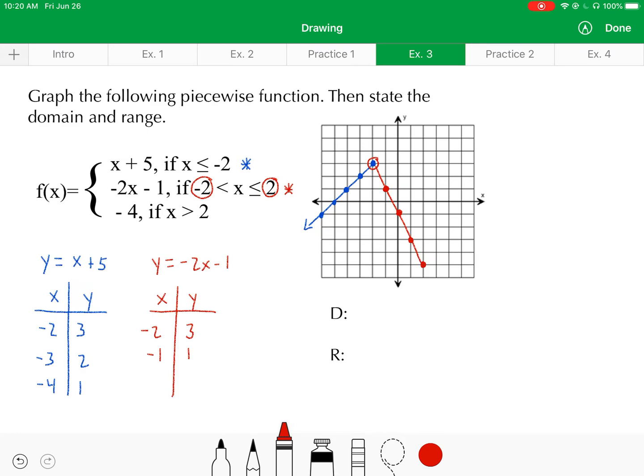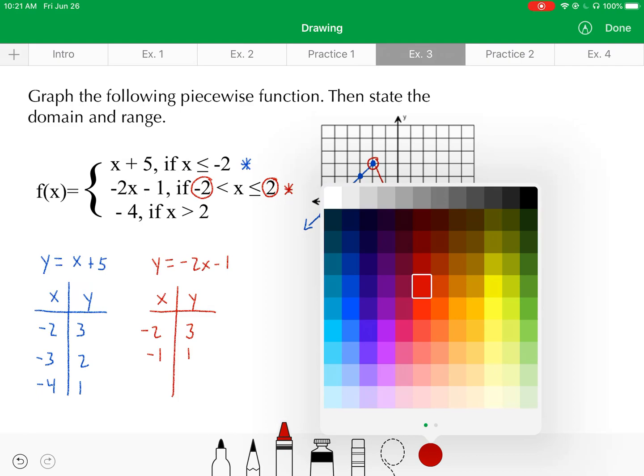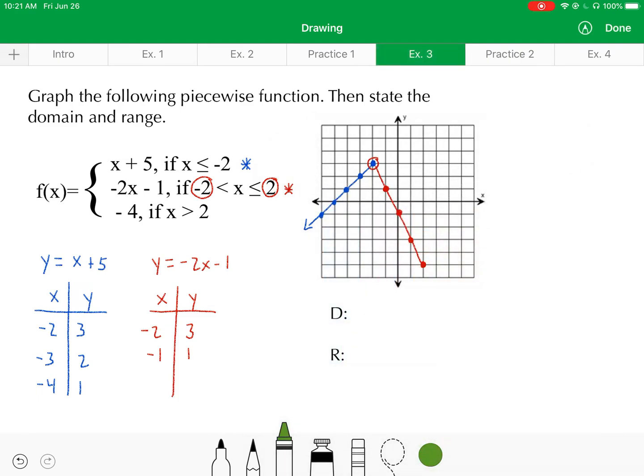All right, so when I connect these points, this is going to be a line segment. Notice there's no arrow on either end of that piece of the graph. Okay? All right, then we do the final piece. I'll do this one in green. This is y equals -4. So I'll make a table one more time. First value I'll plug in for x is this 2 right here.